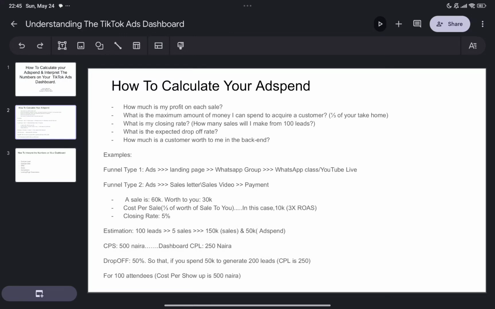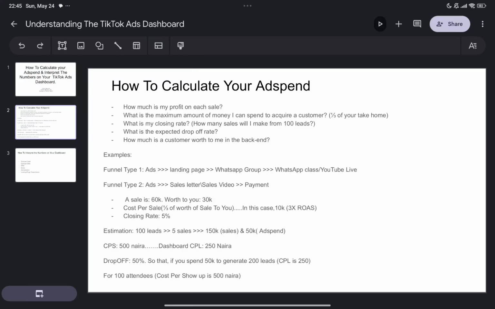So the first question, let's get into it. The first question you need to ask yourself if you want to budget for your ad spend is, how much is your profit on each sale? This is a very important question. A sale might be worth 60,000 naira to you, but how much of that money is yours?